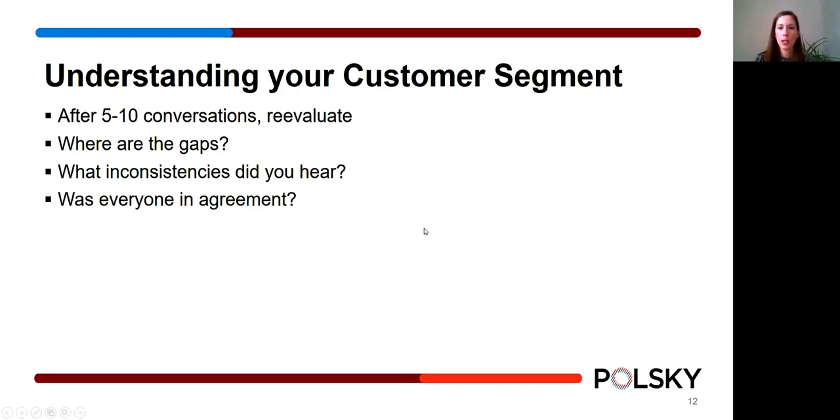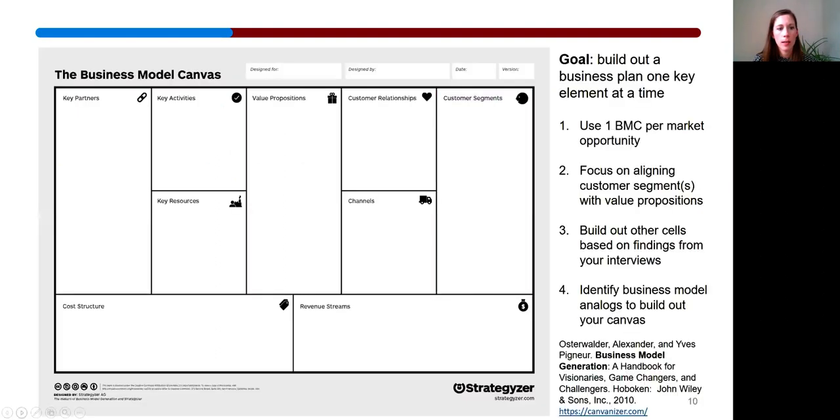I'm seeing a question here where someone's asking me to talk about, in a B2B model, the difference between customer segments and sales channels, and are they the same thing? They are not the same thing. If we go back and look at our business model canvas, we'll see that there are different cells for these things. The channels are the key mechanisms for actually getting your product to the individual.